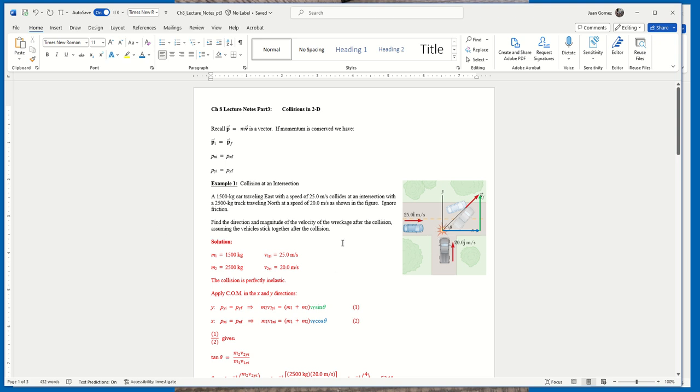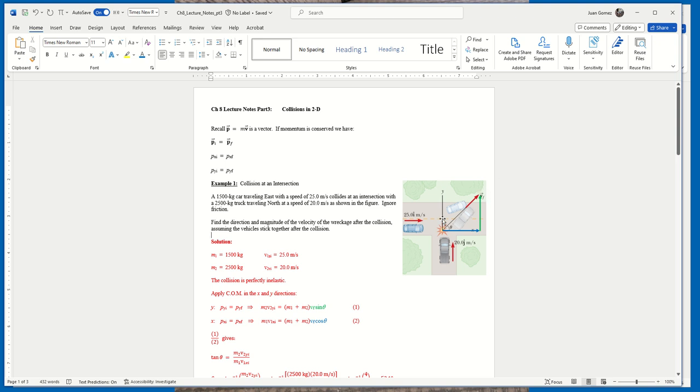They collide at this intersection. They stick together, so they undergo a perfectly inelastic collision. So they move as one object of mass M1 plus M2, and they move with some final velocity Vf, indicated by this red arrow. Vf makes an angle of theta with respect to the positive x-axis.